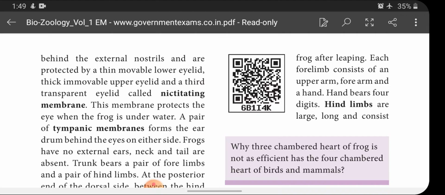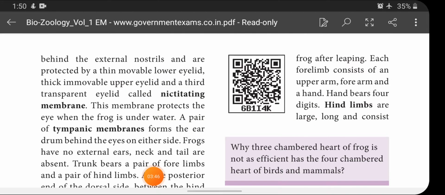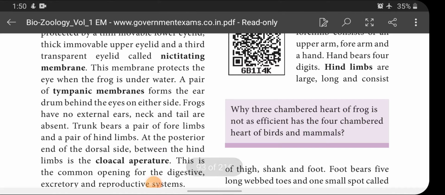And a third transparent eyelid called the nictitating membrane is also present. This membrane protects the eye when the frog is under the water. Usually the frog is an amphibian that can live in water as well as on the land. When the frog is in water, this nictitating membrane, the third eyelid, covers the eyes and protects them from the water.